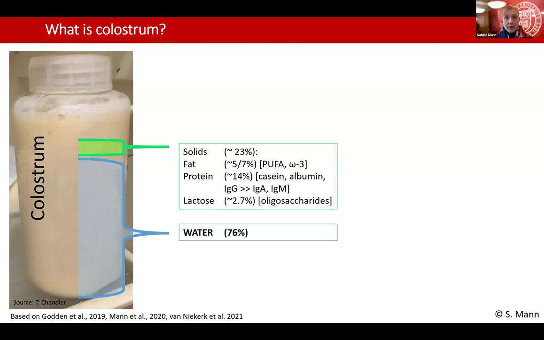Then, of course, the protein component is where we have our antibodies, and that is a very high component. About 14% of protein is in colostrum. And among other things, as the IgG, we also have the IgA and the IgM, so different antibodies that have different roles to play in the calf. But most importantly is the IgG component that I'm sure you've all heard about. And that's the one that we hold responsible for transferring the passive immunity in the calf.